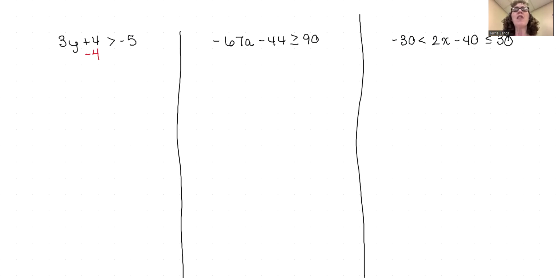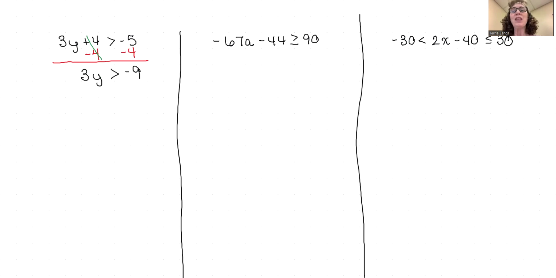The opposite of a plus is a minus, so that gives us a minus 4. And what we do to one side, we have to do to the other, so we subtract that 4 from both sides. That literally cancels out those 4s because they make a 0. And we're left with 3y > -9, because -5 minus 4 is -9.